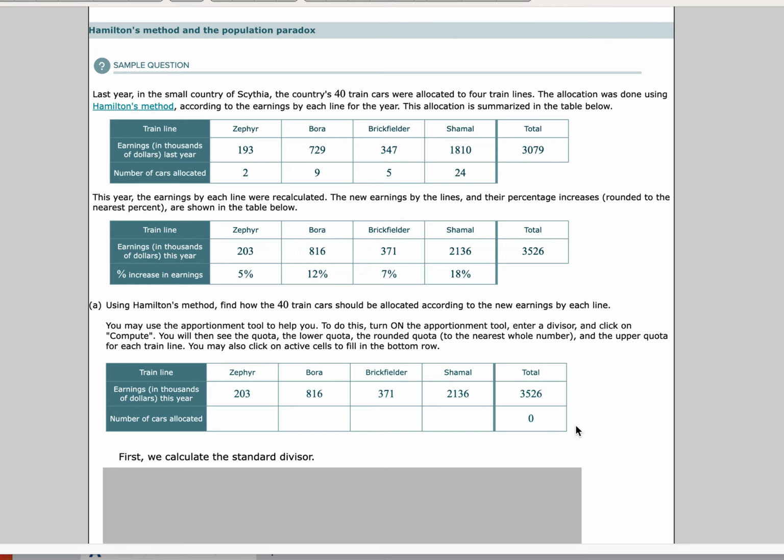As I wait for you to respond about what time you want to meet tomorrow, I'll go ahead and tell you about Hamilton's method and the population paradox. There are two other paradoxes, and I'm not sure which one you're having difficulty with, so I'm going to go with this one because it's the first one I saw.